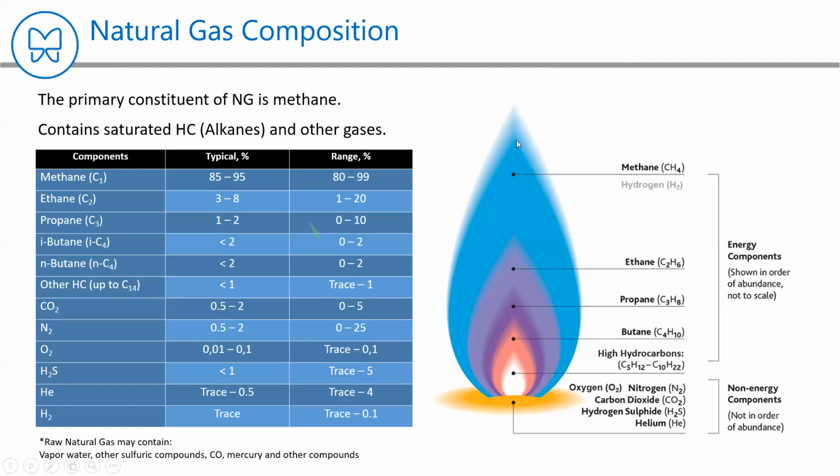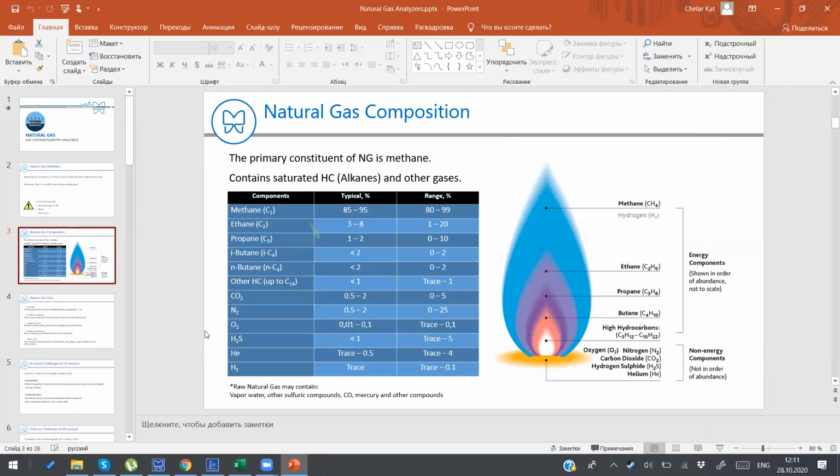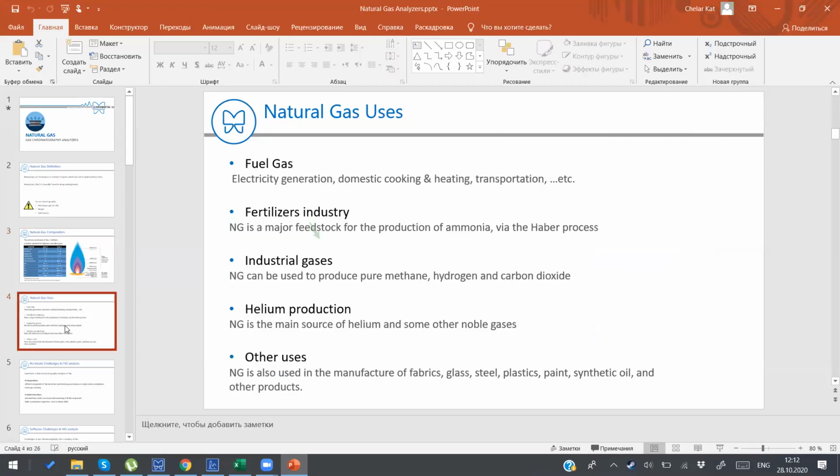It's a nice picture here to see that different gases give us different colors of flame. Of course, some gases do not produce any energy during burning. Some gases produce very high energy. So we can divide all gases in natural gas into energy components and non-energy components. So I hope it's clear.